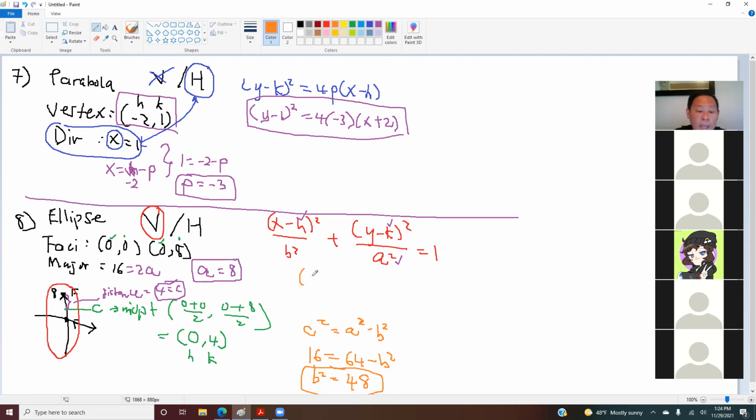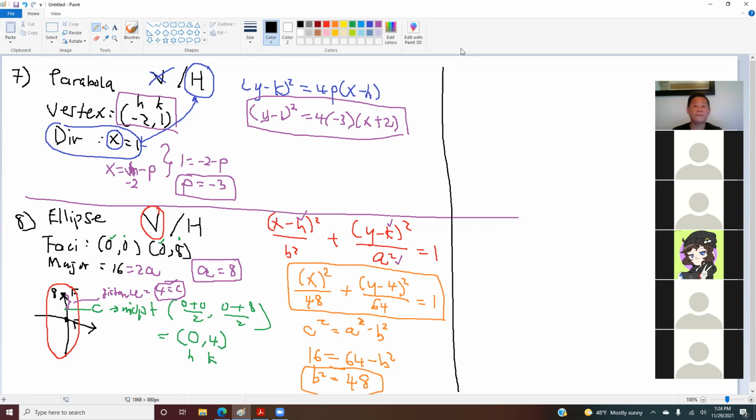So we will get x squared over 48, because my h is 0, plus (y minus 4) squared, since k is 4, over a squared, which is 8 squared, 64. Don't forget, you need to divide by a squared, and this is equal to 1. So this is the equation of this ellipse for question 8. Tough?